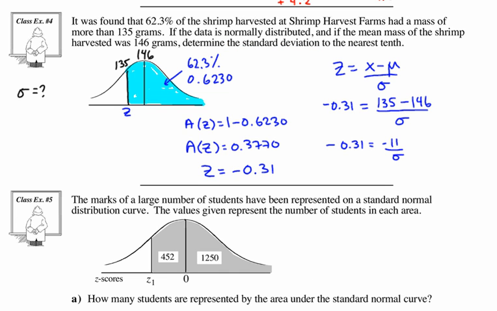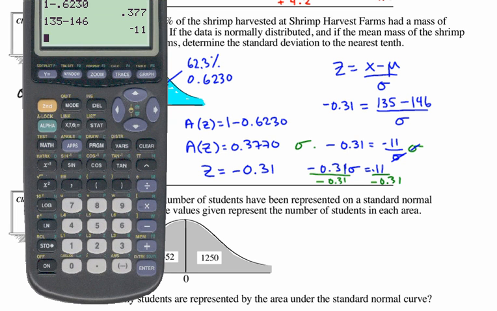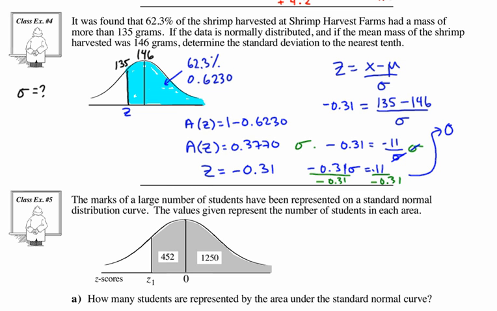We want to solve for the standard deviation, so our first step is to multiply both sides by the standard deviation to get it off the denominator. So negative 0.31 times our standard deviation equals negative 11, and so we're going to divide both sides by negative 0.31. That gives me a standard deviation of 35.5 to the nearest tenth. And the unit here is grams.